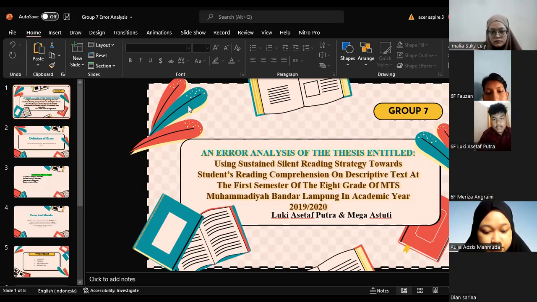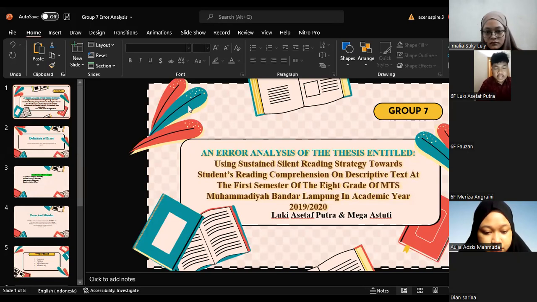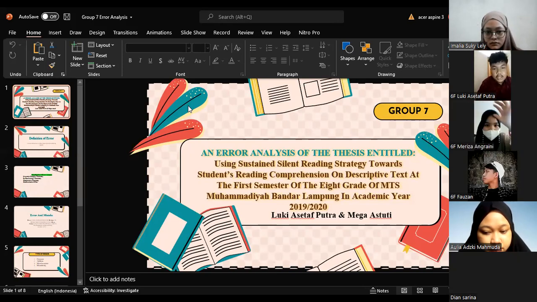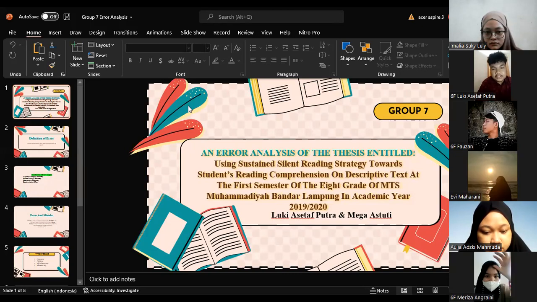Today we want to explain an error analysis of the thesis entitled Using Sustained Silent Reading Strategy Towards Students' Reading Comprehension on Descriptive Text in the first semester of the 8th grade of MTS Muhammadiyah Bandar Lampung in academic year 2019 and 2020. And it will be explained by myself first.